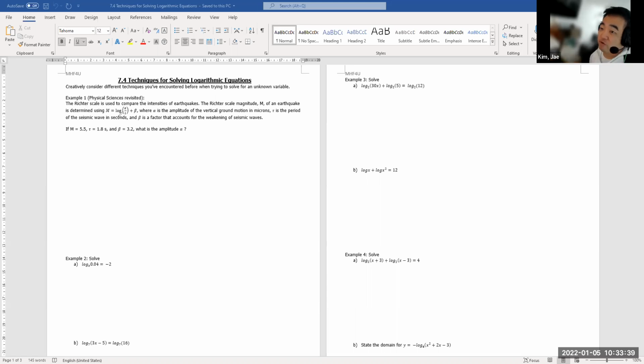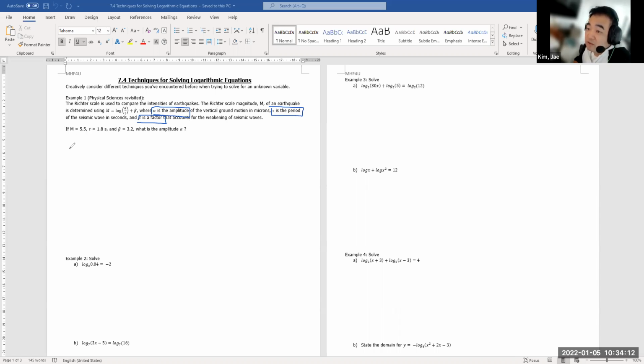Example 1, going back to physics, science, the Richter scale. Instead of giving you the Richter scale in terms of an exponential and base 10, we are giving you a logarithm based on an amplitude, alpha for amplitude. I'm just going to call that T is the period of the seismic wave, and beta, B, is a factor that accounts for the weakening of the seismic waves. So they give it to you.